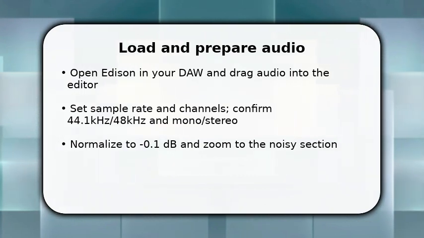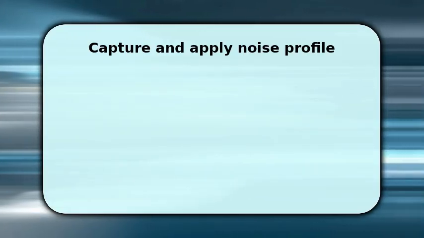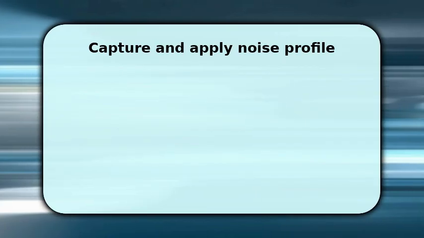With the noisy sample selected, click Acquire Noise Profile so Edison learns the unwanted signature. Shorter samples of consistent hiss or hum work best. Then open Noise Reduction, paste the profile, and set reduction percentage and threshold to balance removal versus artifacting.